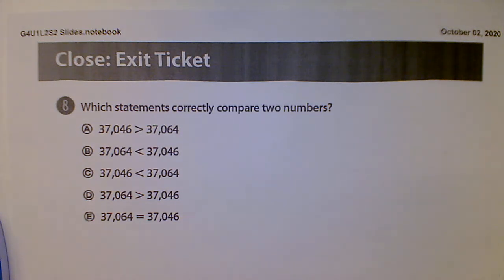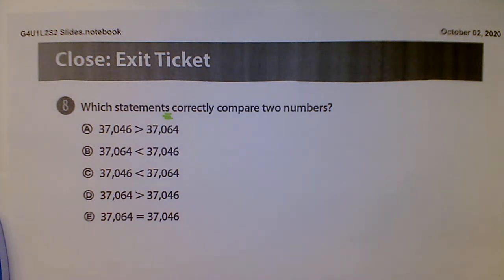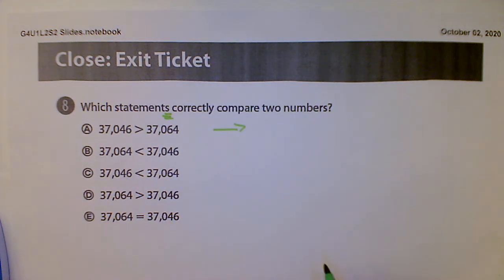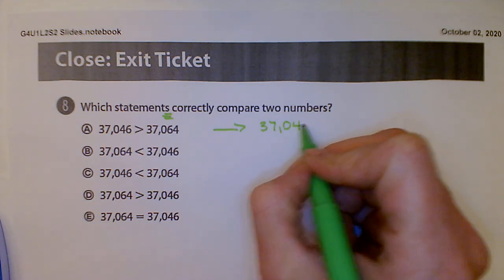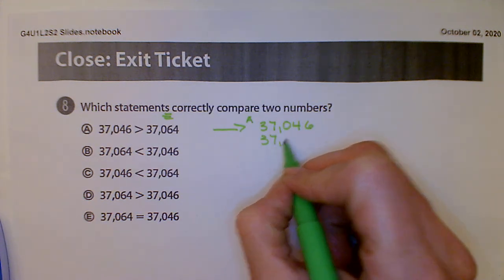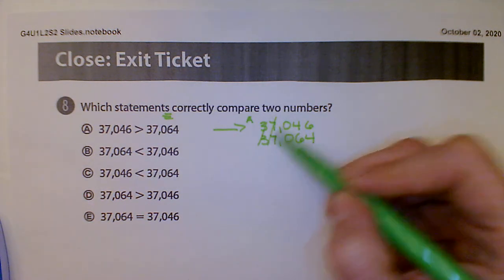All right, it says which statements correctly compare two numbers. So, while I am certain that many of you can just look at them, I still think it's a good idea to do the process so that you always get it right. So I'm going to stack them. So this is A. I just copied them. And now I can go same, same, same.